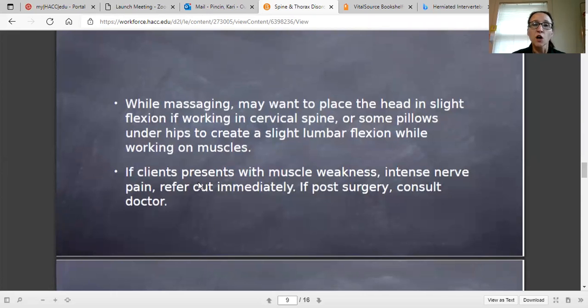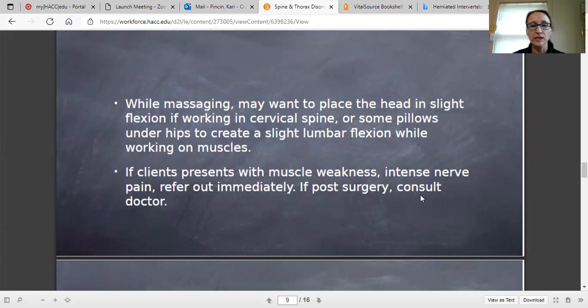This is a little bit of a star or highlight type of thing. If a client presents with muscle weakness, intense nerve pain, or they are in so much pain that they can barely lay on the table, they are not a candidate for massage. They must be referred out immediately. If they can barely lay on the table because they're in so much pain, they need to go to the ER, okay? If they can barely lift their leg to get on the table, they need to go to the ER, okay? This is not a condition that we are going to address. That is more severe and they need to go to their doctor. They need to go to the ER, urgent care, whatever, okay?